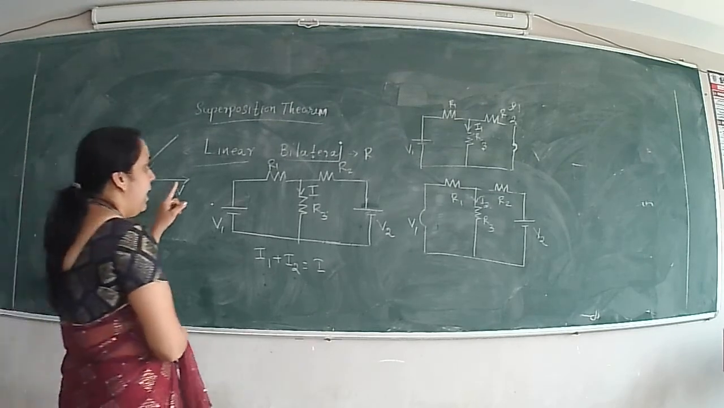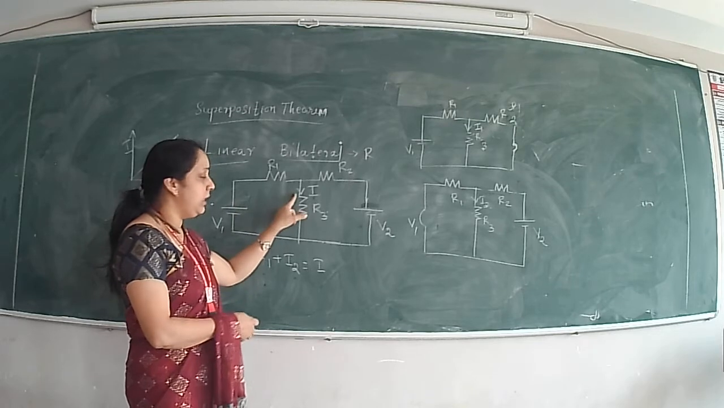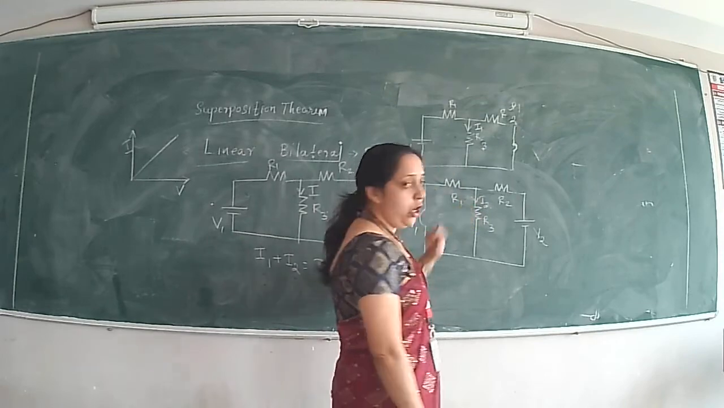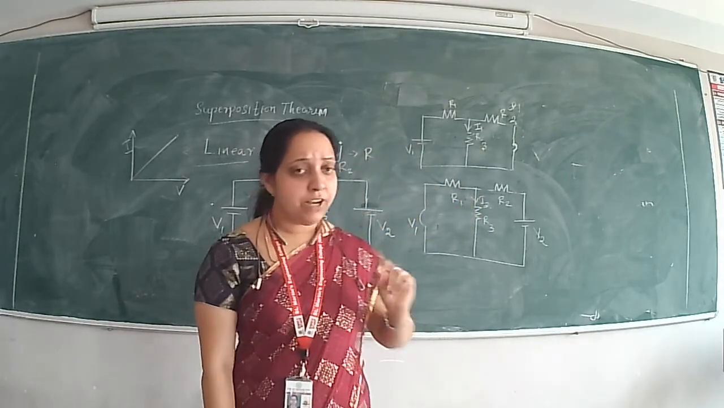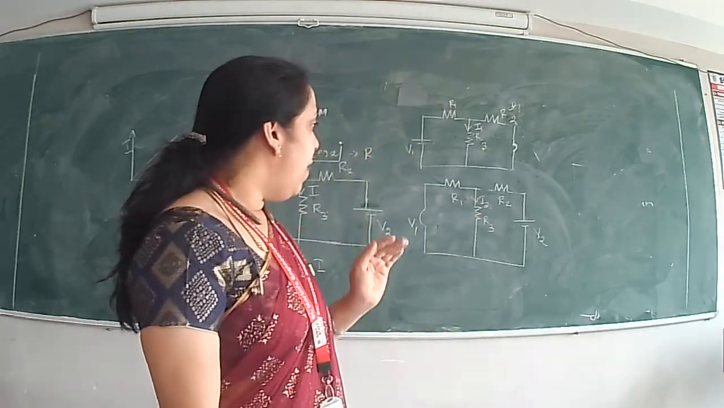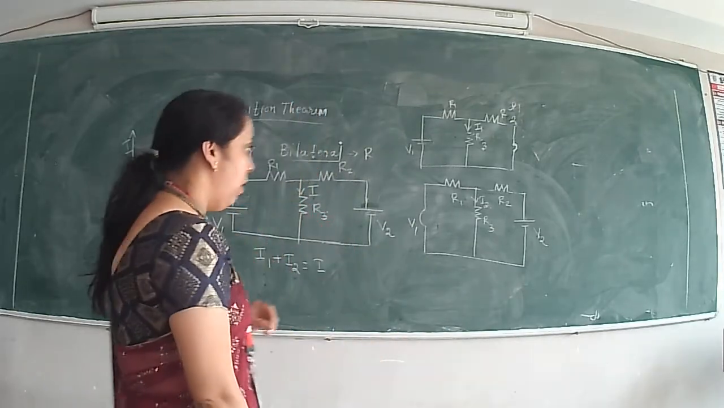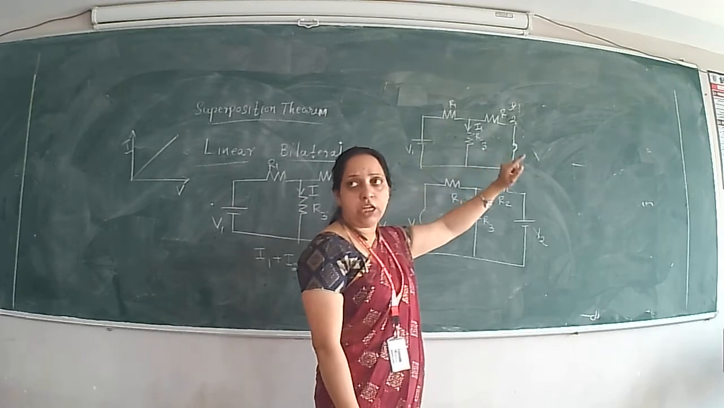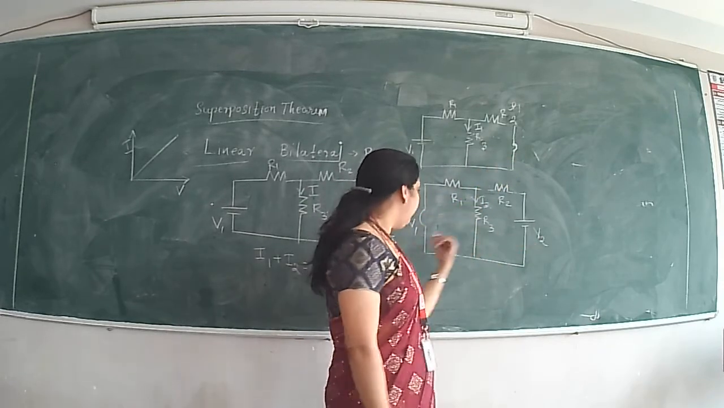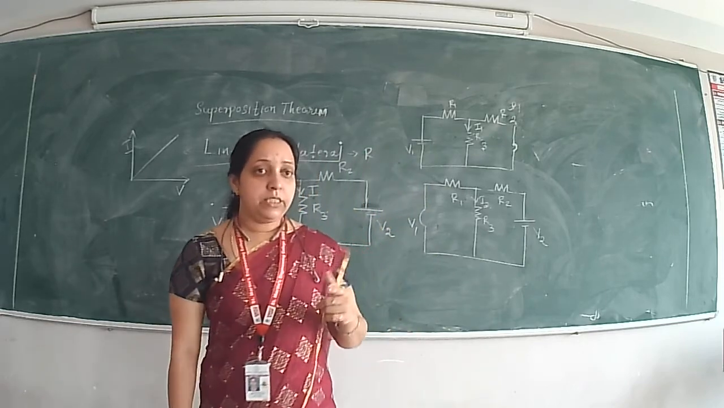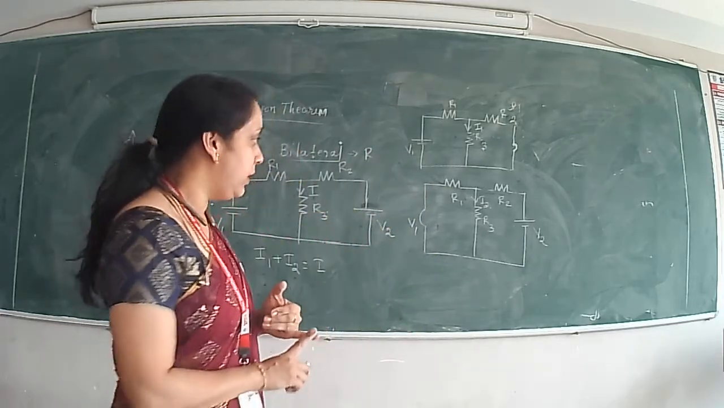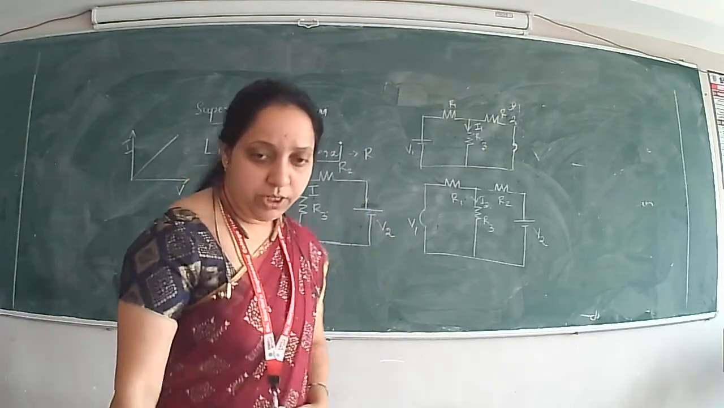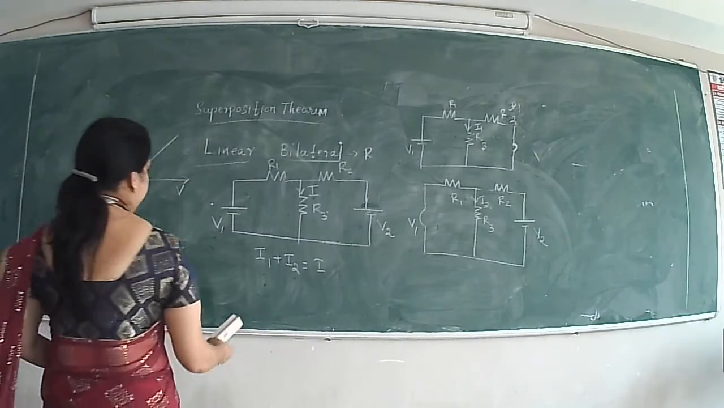So in a linear bilateral network, the response in any element is equal to the algebraic sum of responses caused by individual sources acting alone, while the other sources remain non-operative. If we consider V1, V2 will not be there, V2 will be non-operative. And if we consider V2, V1 will be non-operative. Depending upon the source, if it is a voltage source, we will be shorting. If it is a current source, we will be opening. So this is superposition theorem.